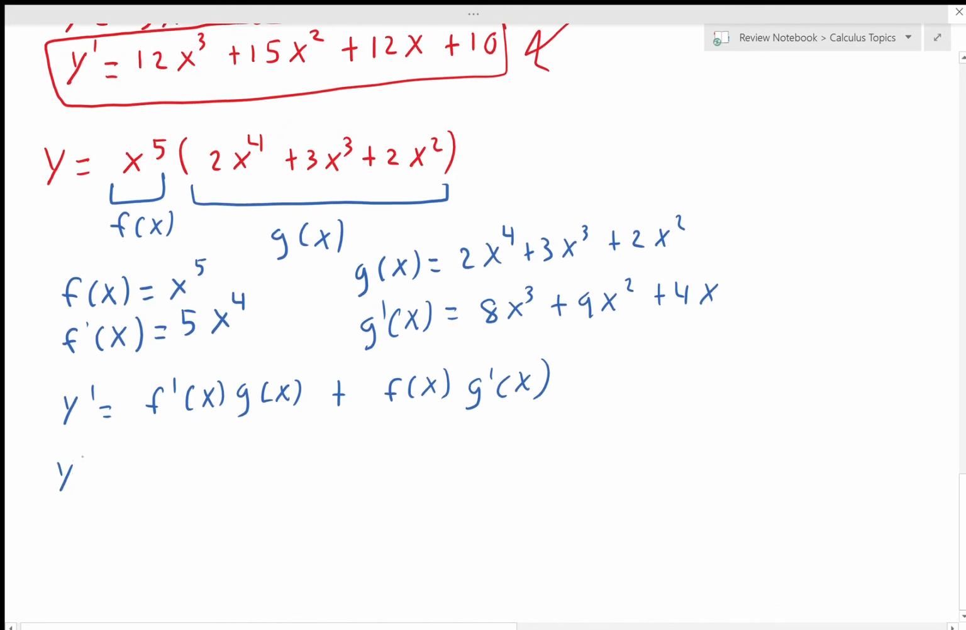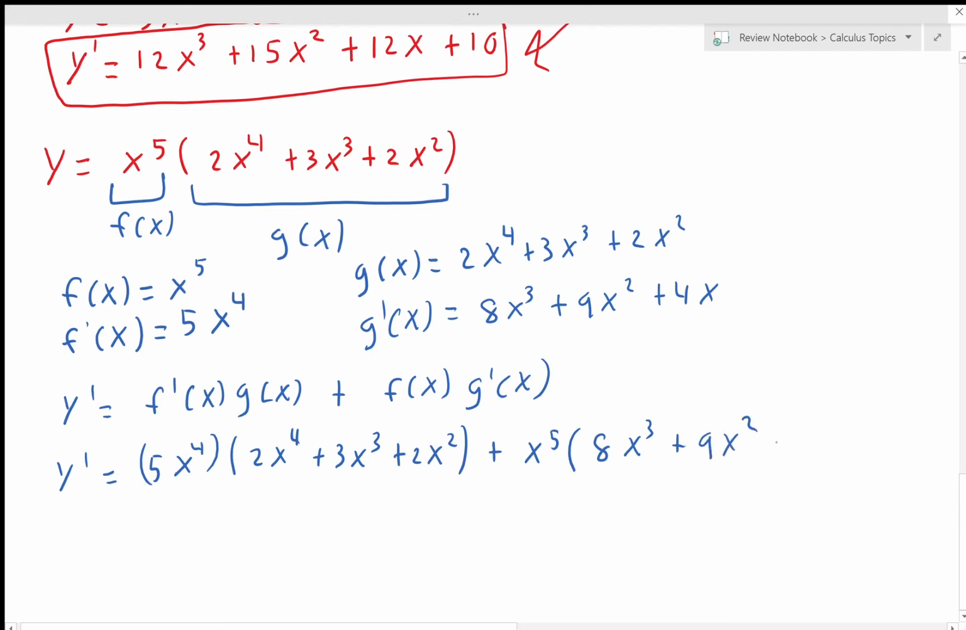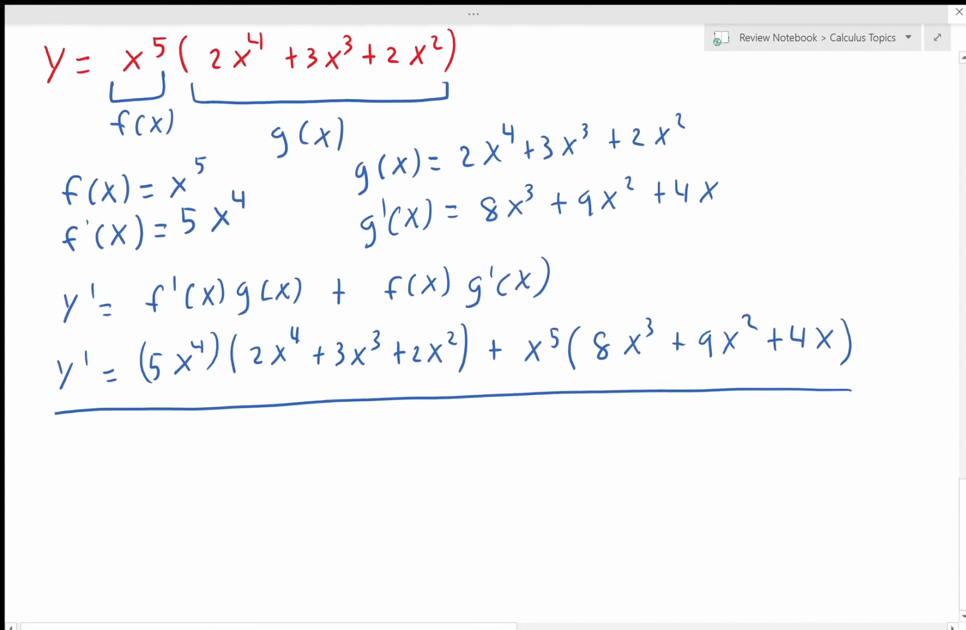So y prime is 5x to the 4th times this g of x, 2x to the 4th plus 3x to the 3rd plus 2x squared, plus x to the 5th times the derivative of the second, 8x to the 3rd plus 9x squared plus 4x. And that's a good enough answer. Moving on to the quotient rule.